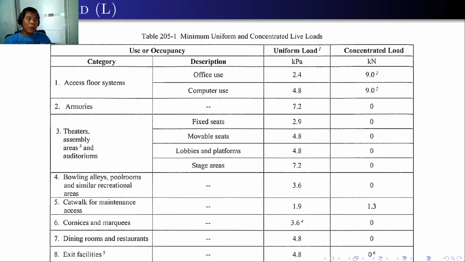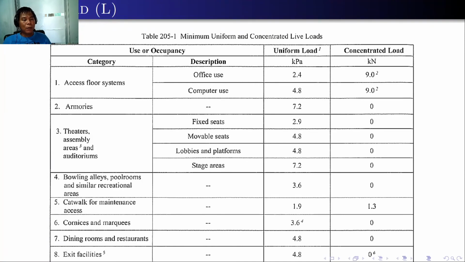Also, we have what we call a live load. Live load is a transient load, meaning it's not permanent, it's temporary. So we humans are live load, together with the furnitures, because furnitures are not fixed. So you can use Table 205-1 as the minimum. Again, take note, minimum uniform and concentrated live loads. Here we have a uniform and a concentrated live load. You have to check the effects of the uniform live load independently from the concentrated load.